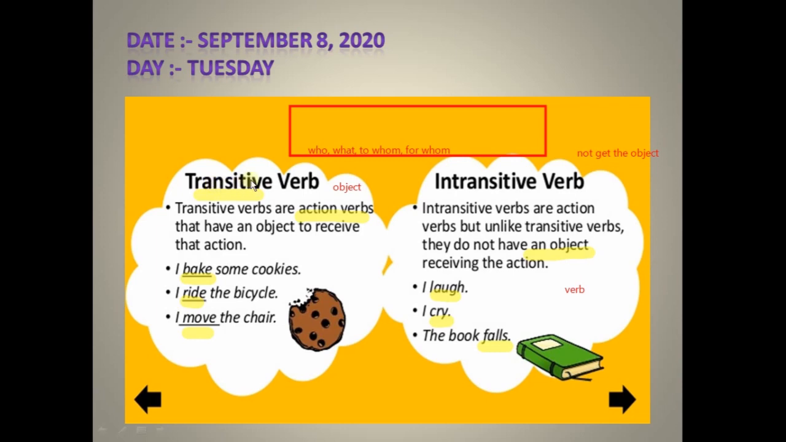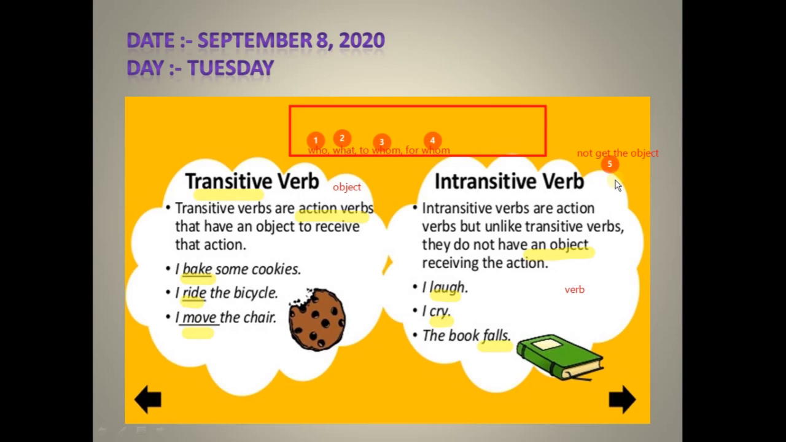Simple. For the transitive one, you must know the question words of the objects. Those are who, what, to whom, and for whom. So don't forget these main four. You have to learn them and keep them in your mind. First one who, then what, then to whom, and the last one is for whom. Only four are there. And in a positive sentence definitely you will not get the object. So these things you have to keep in your mind.